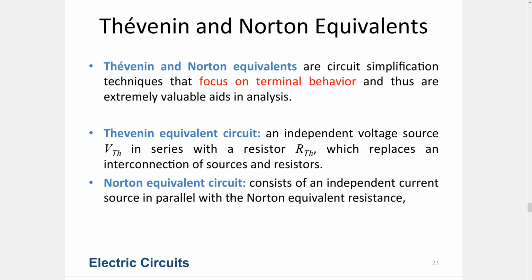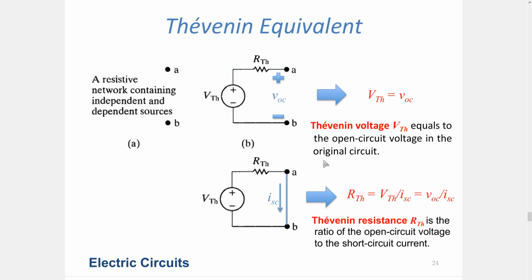It consists of an independent current source, ITH, let's say, in parallel with a Norton equivalent resistance, RTH. The same resistor value is basically used in both scenarios. So let us assume that we have a resistive network containing independent and dependent sources inside the box, and we can only observe two nodes, A and B.